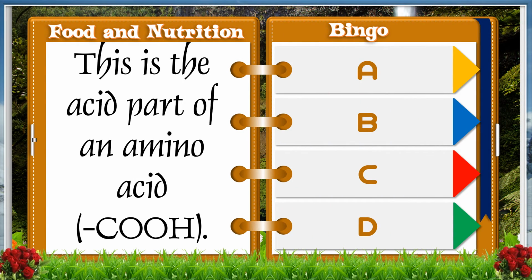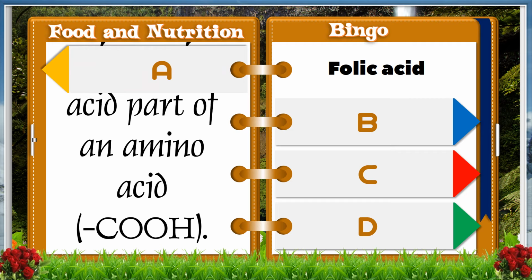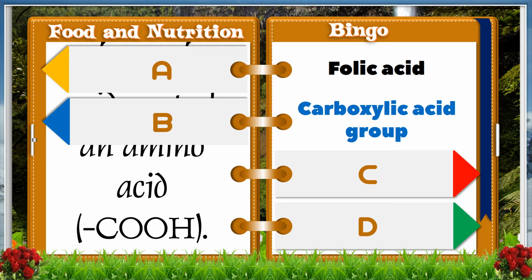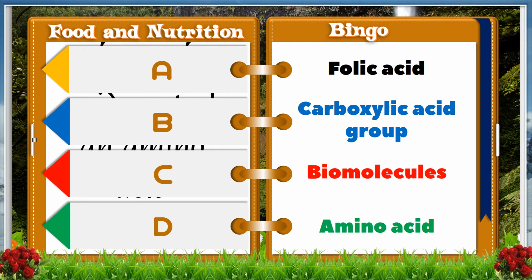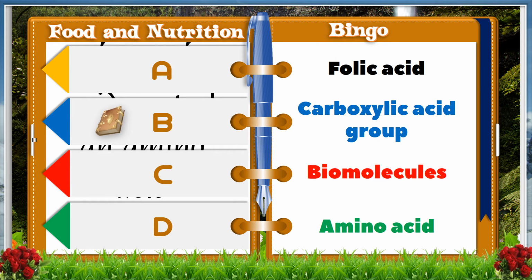This is the acid part of the amino acid. Option A, folic acid. Option B, carboxylic acid group. Option C, biomolecules. Option D, amino acids. And the answer is B, carboxylic acid group.